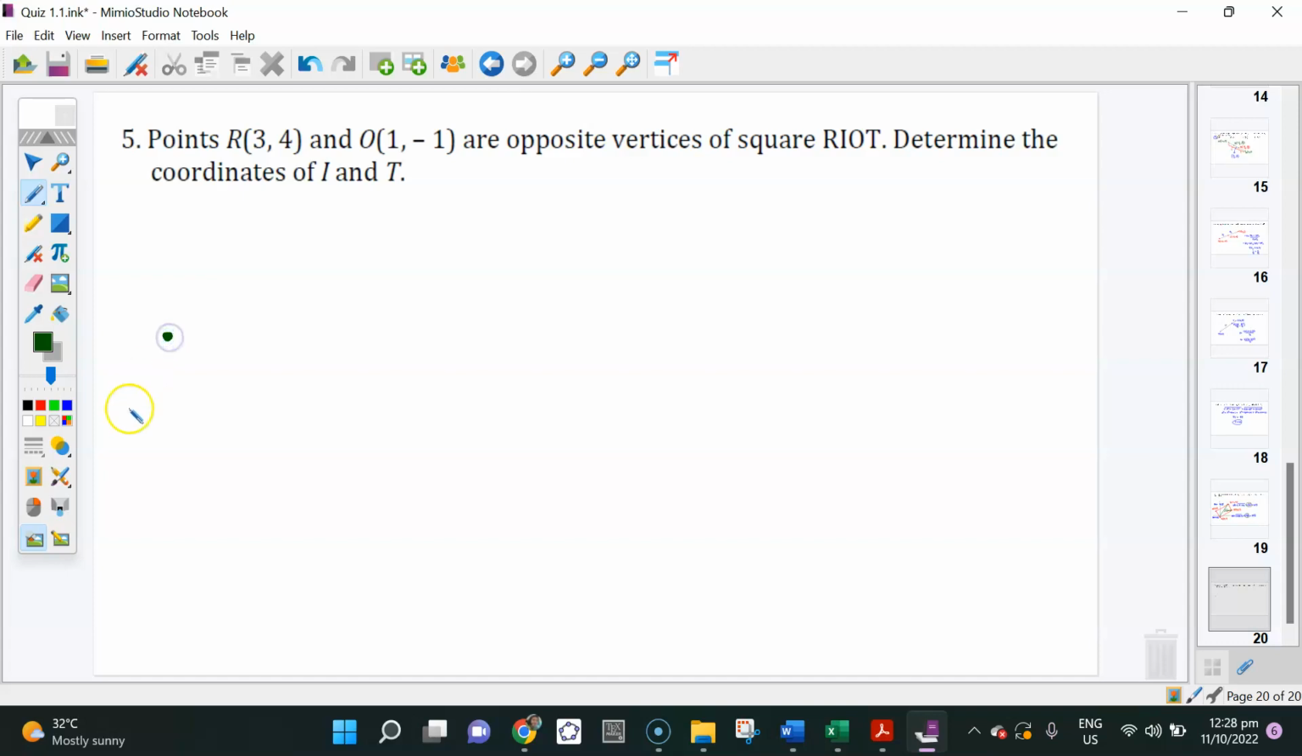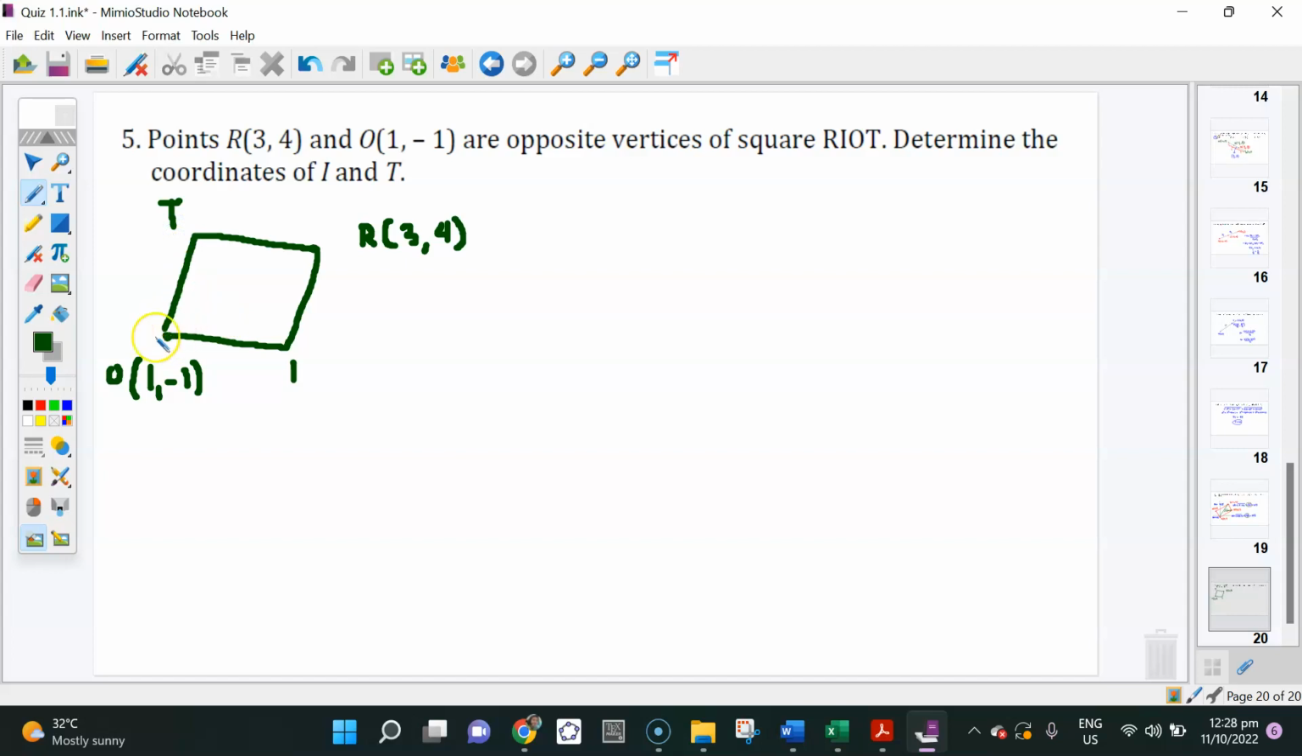Suppose this is O, coordinates (1, -1). And then let's say R, suppose R has coordinates (3, 4). There you go. Then we draw the square, not necessarily horizontal. Suppose this is it, so RIOT.